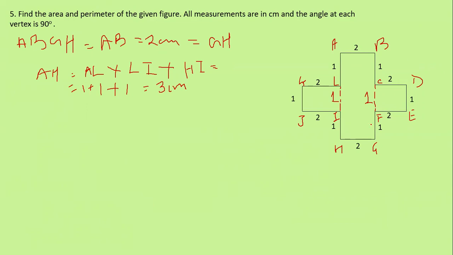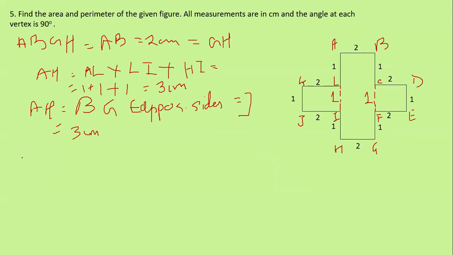So the area of this ABGH, ठीक है, तो ABGH, right? So again AH, you know, AH is equals to BG, since it's a rectangle, right? Opposite sides are equal, so it is also equals to BG. ठीक है। So that means what? That means BG is also equals to 3 centimeter. So what about the area?